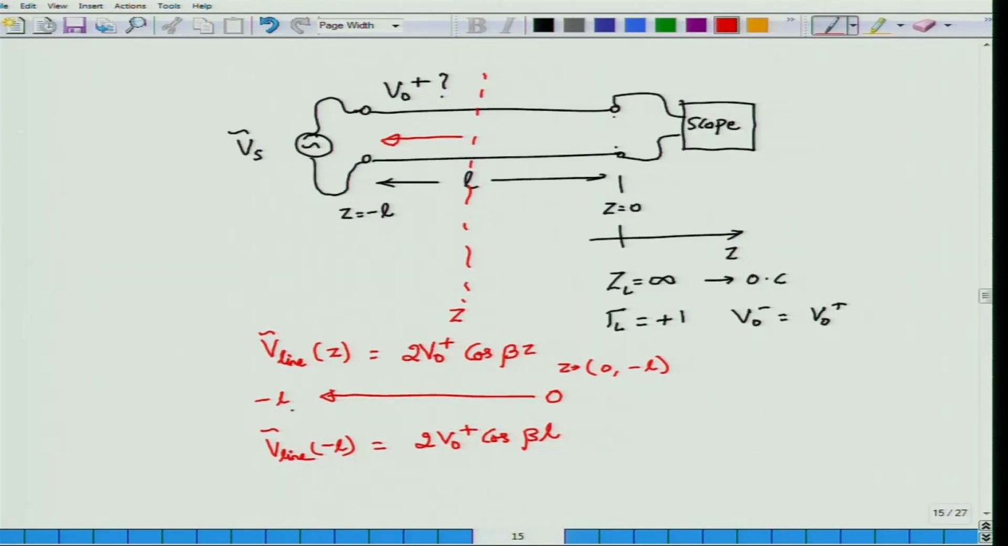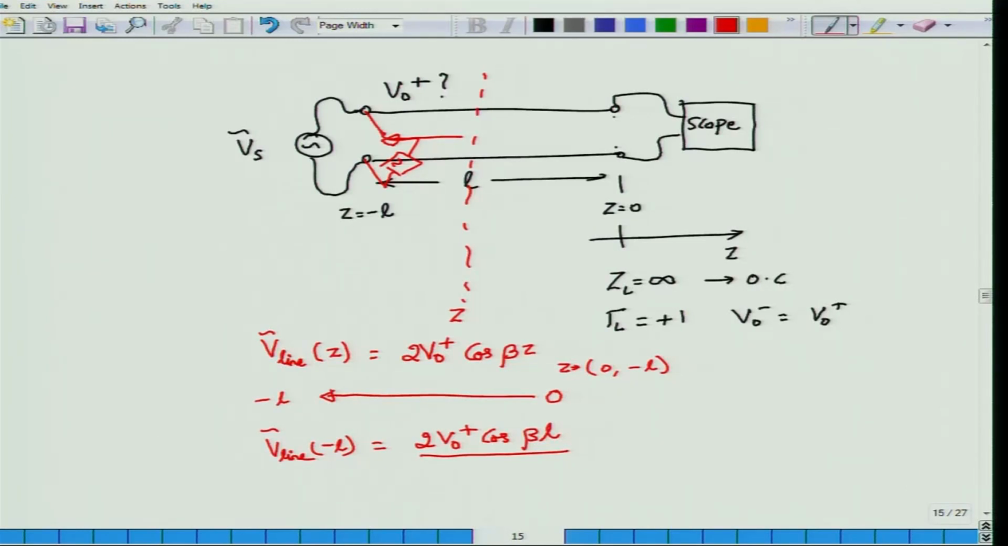So, this is the voltage on the line that you would be measuring if, instead of connecting an oscilloscope here, I would connect a virtual oscilloscope. No, I wanted to say hypothetical, but I can actually connect a real oscilloscope. So, here I connect an oscilloscope. Of course, I am not connecting it in this problem, it is just a notation. So, if I measure the voltage at this terminal, I will actually be able to measure the value of 2 V0 plus cos beta L.